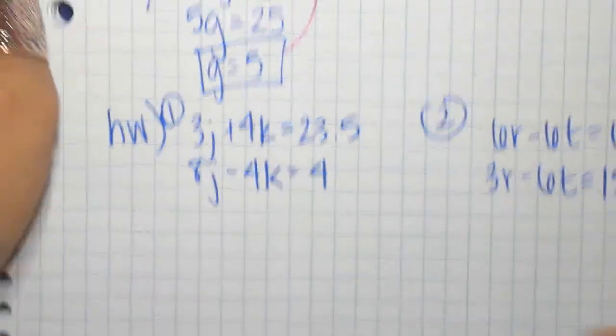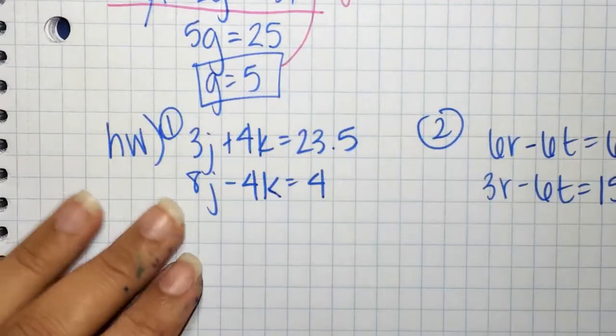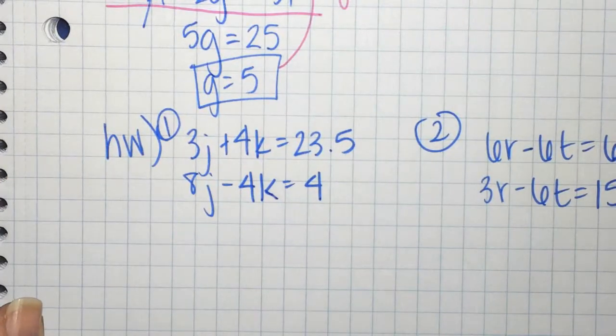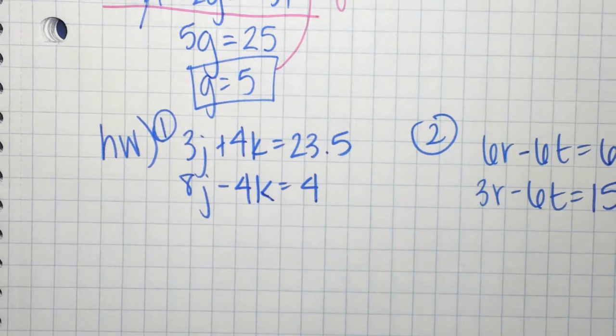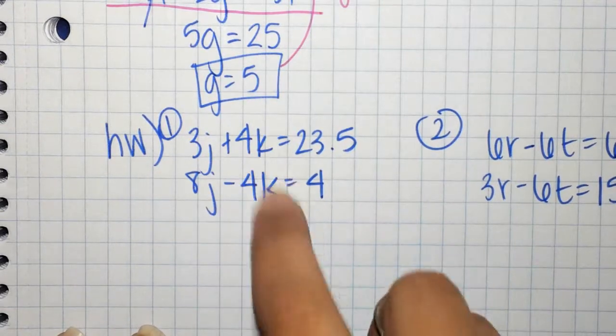So are the variables lined up? Now we also look for the same what? When we use elimination, we want them to have the same, Reggie? The same coefficient. Take a point. So to have the same coefficient, that means we need the same number out front. Do the J's have the same number out front? No. Do the K's? Yes.